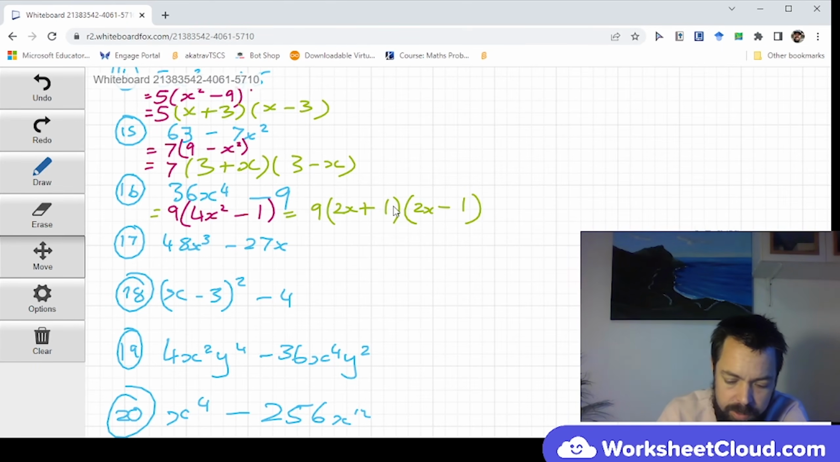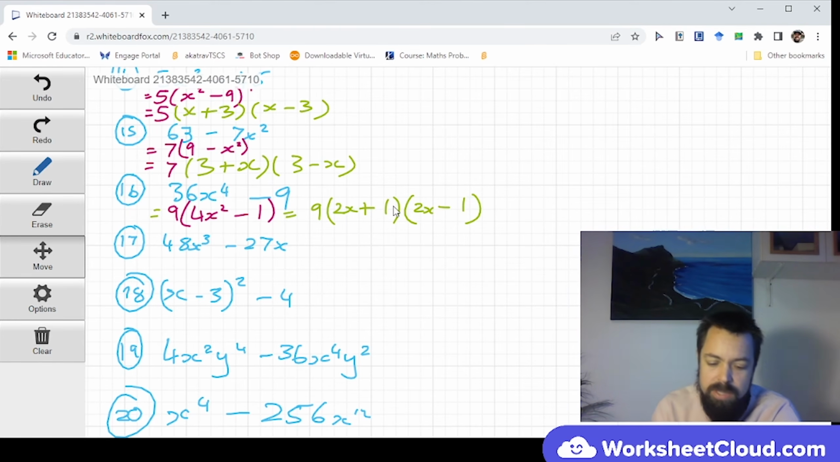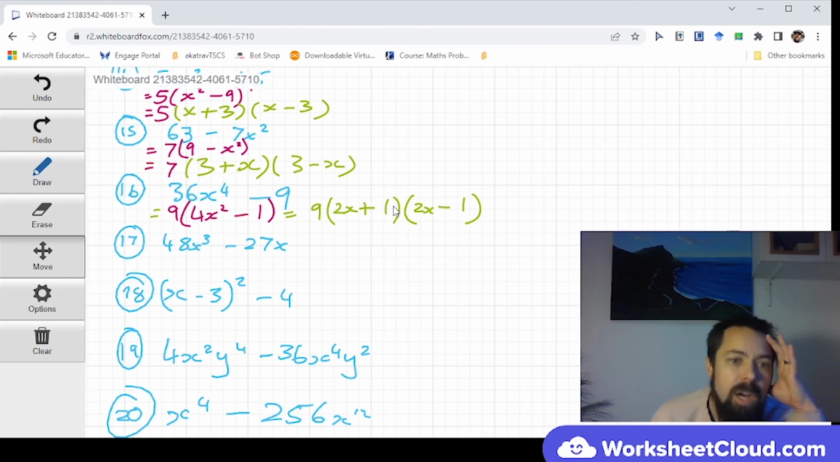Okay, looking at our next question, 48 and 27, big numbers. How would you guess what we're going to take out as a common factor?